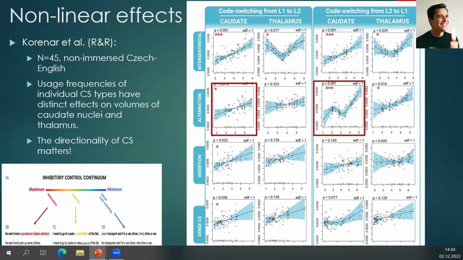And what was interesting is that the direction of switching caused different effects, right? So I've just highlighted these two. This is the effect of frequency of alternation on the volume of the caudate, both cases, but here it's alternation from L1 to L2, then from L2 to L1. So from L2 to L1, you get this non-linear effect, which I should normally be excited about, but we still try to understand what it means, right? But this is, again, a promising pattern telling us that we're still learning about these processes, right?